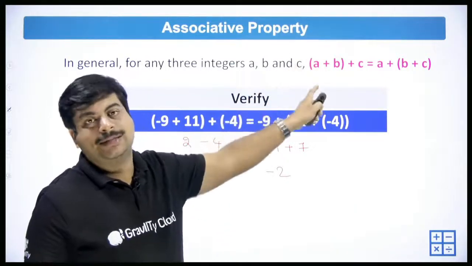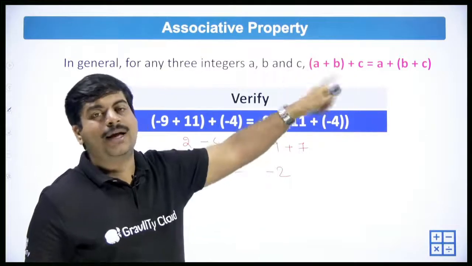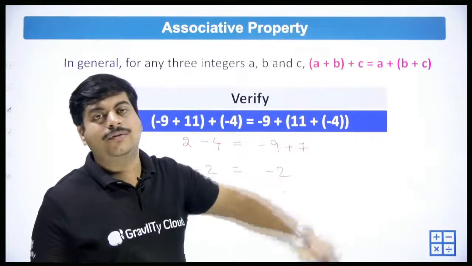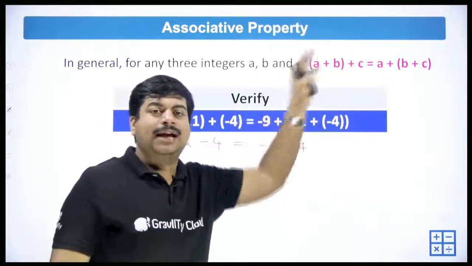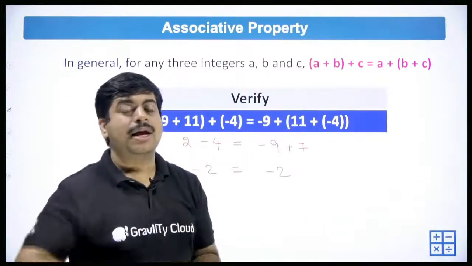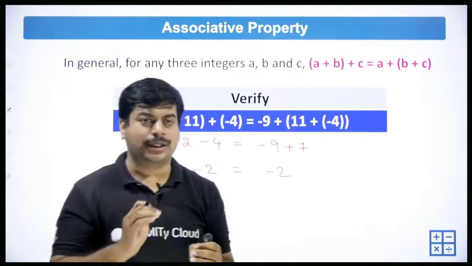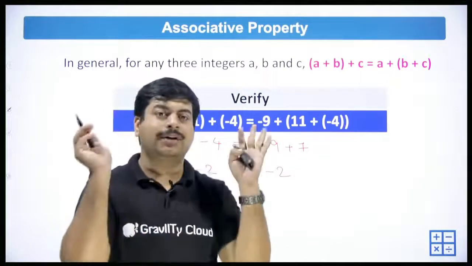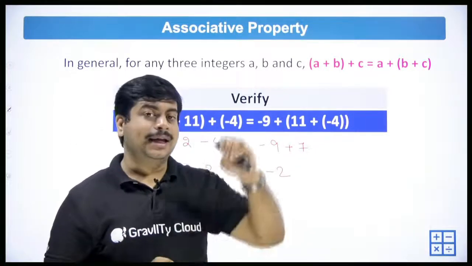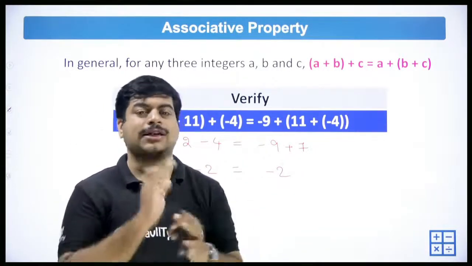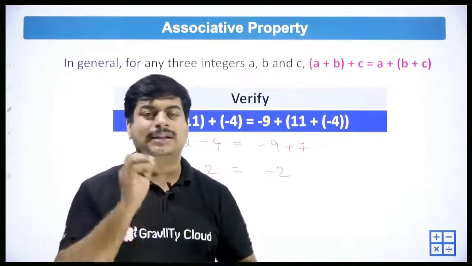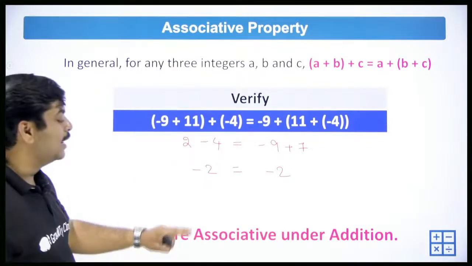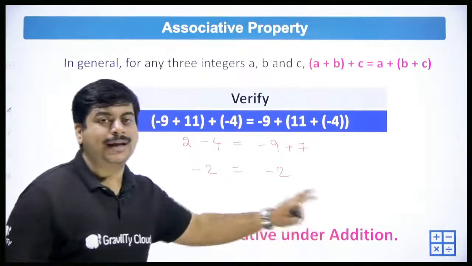This property is valid: (A plus B) plus C equals A plus (B plus C). Add the first two and then add the third one, or first add the last two and then add the first one. However you add, in addition the order is not important. It may be natural numbers, whole numbers, integers or rational numbers. Later we will discuss that. But in addition, no order is required. You can add in any way and you will get the same answer in the end, right? So finally we can say that integers are associative under addition. They are associative.